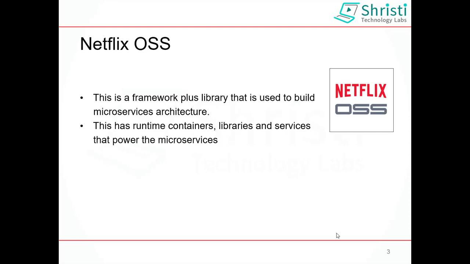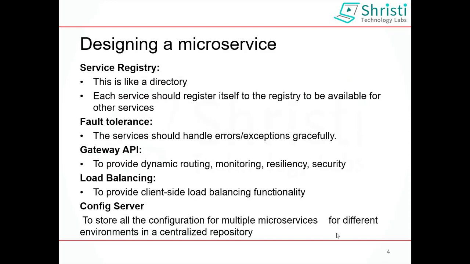Before understanding the components of Netflix OSS, let us see what are the essentials that are needed for designing a microservice. These are the things which are mandatory. The first thing is service registry. In case of a monolithic application, you are having each functionality as a module. In case of a microservice, each functionality is created as a service. How the services will communicate with each other? For this, we need a service registry. This service registry is like a directory. Each service should register itself to the registry so that it is available for other services.